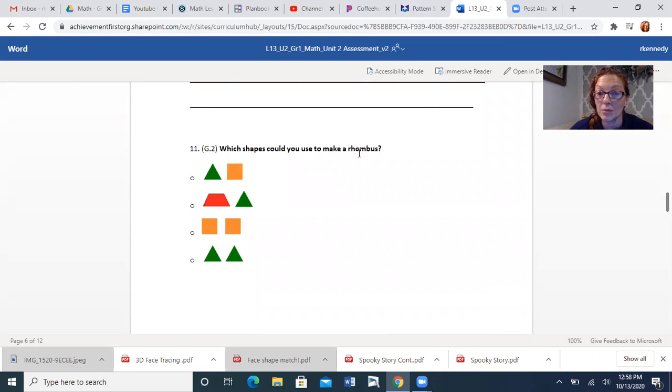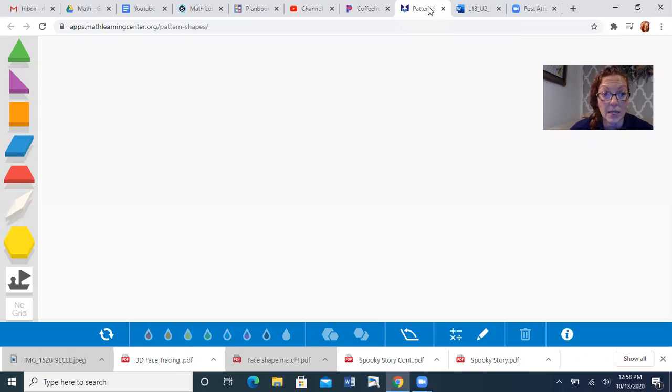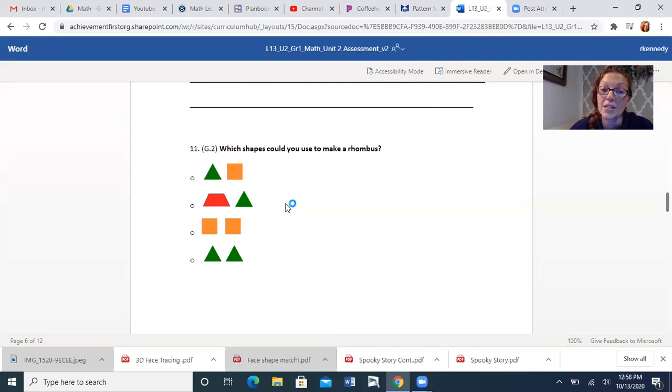Which shapes could you use to make a rhombus? This might be a little bit harder if you were not able to print out the shapes. So you put these 2 together, these 2 together, these 2 together. Only one set is going to be able to make a rhombus. Now they could do it in here. The first one was a triangle and a square. Put them together. Does that make a rhombus? They can try each set and see which one makes a rhombus. You can click in the circle.